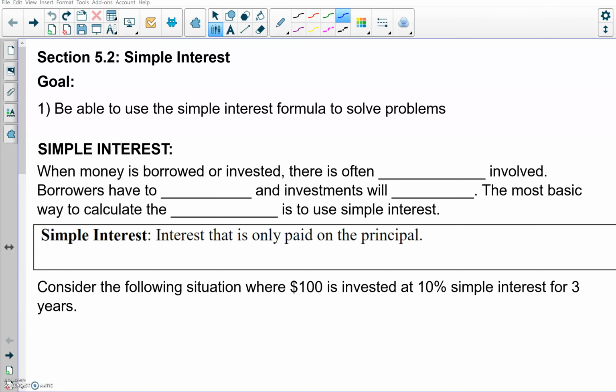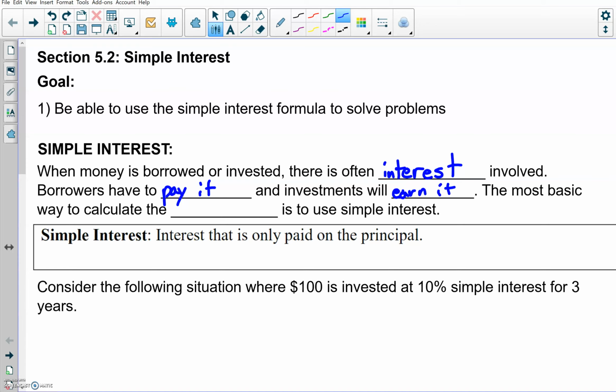Section 5.2, simple interest. The goal here is to be able to use simple interest to solve problems. Overall, when money is borrowed or invested, there is often interest involved. As I alluded to in 5.1, interest is a big part of this chapter. Borrowers have to pay it. Investments will earn it.